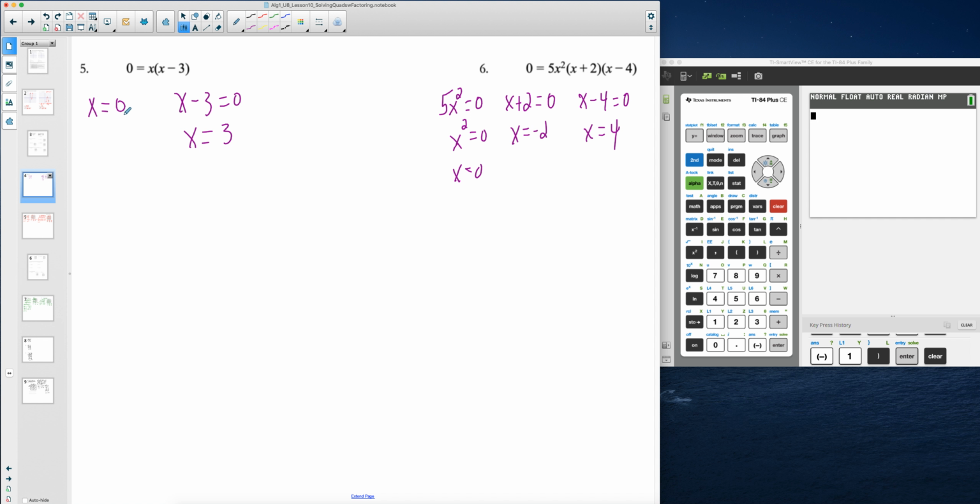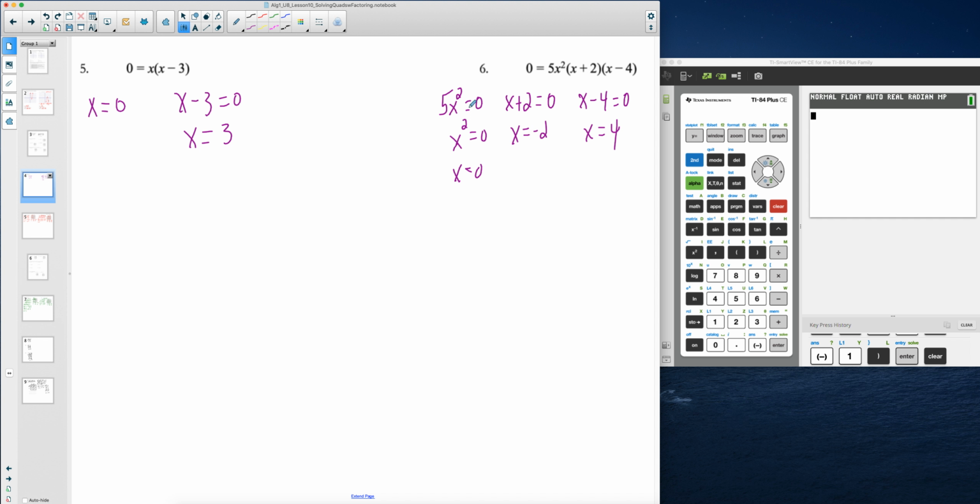So there's our 2 solutions. Now, notice this one has 5x squared out front. Well, 5x squared could be 0, no big deal. X plus 2, that could be 0. X minus 4, that could be 0. Now, we have to just do a little extra solving here.